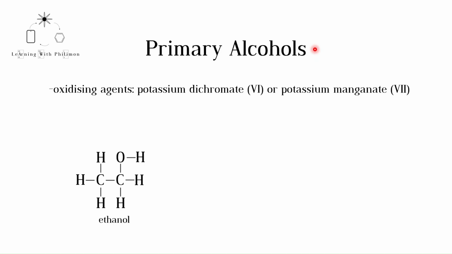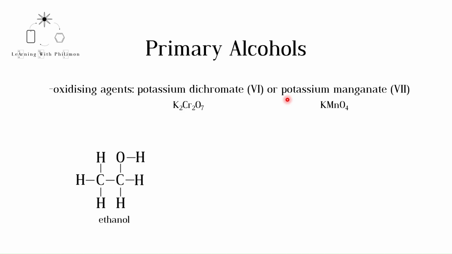To oxidize primary alcohols, you heat them up with an oxidizing agent, such as potassium dichromate VI, K2Cr2O7, or potassium manganate VII, KMnO4. An oxidizing agent oxidizes other substances, but is itself reduced in the process. For more on this, please watch the videos in the Redox playlist. Primary alcohols can be oxidized to aldehydes.